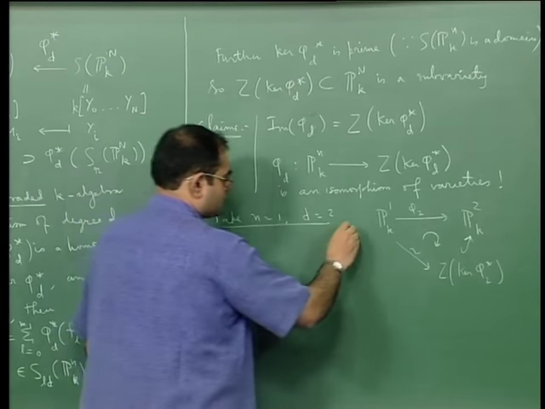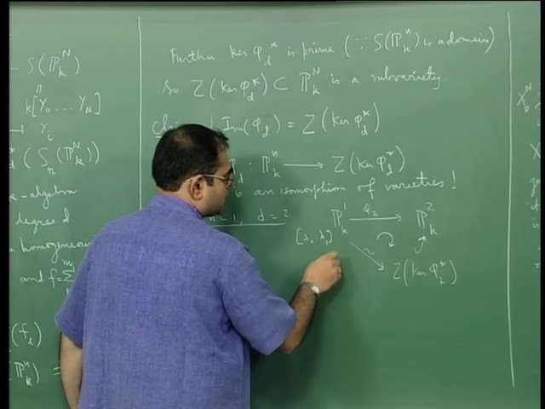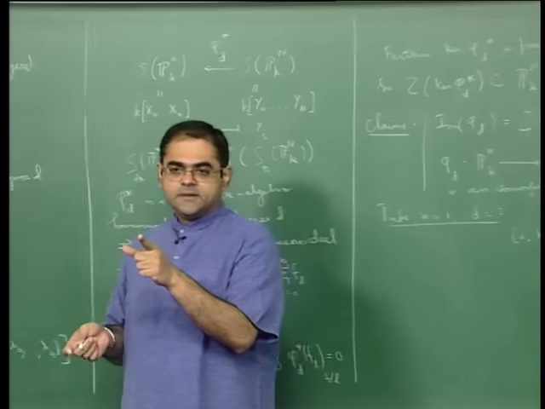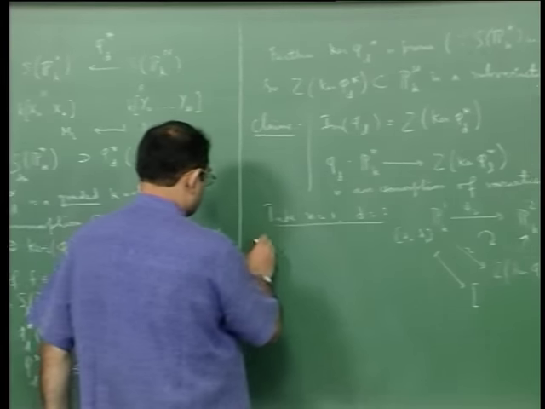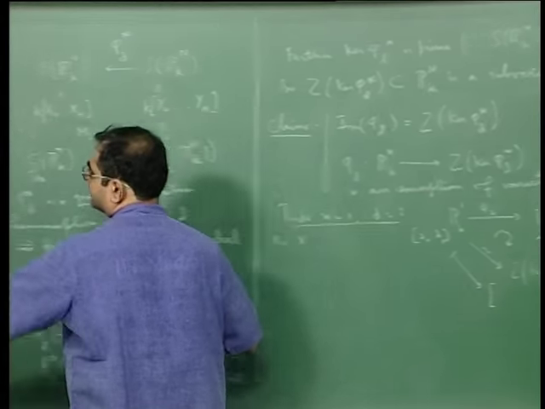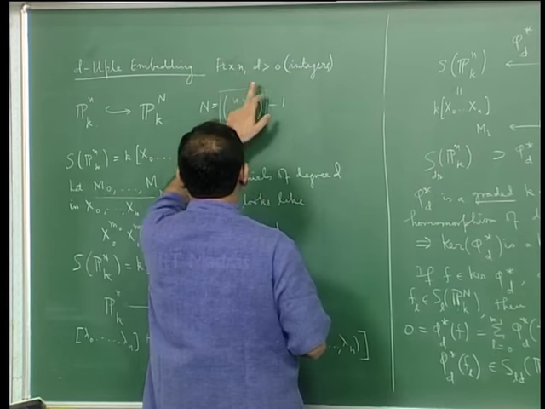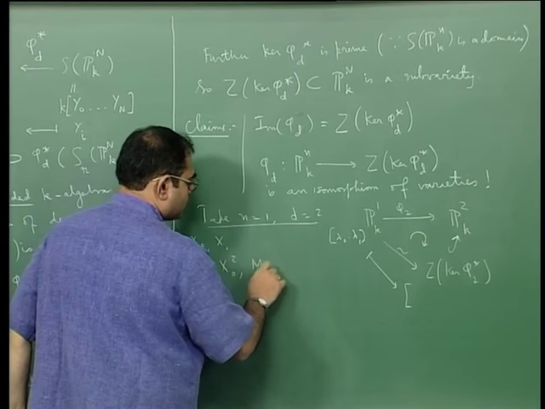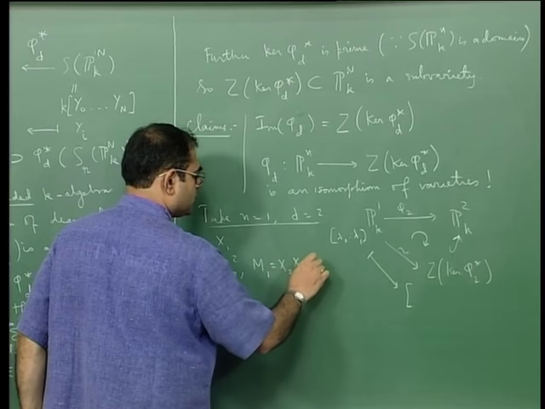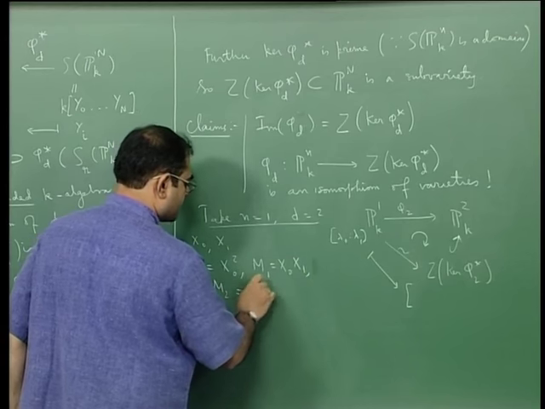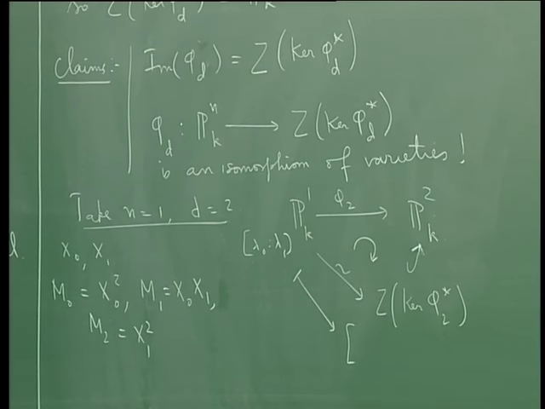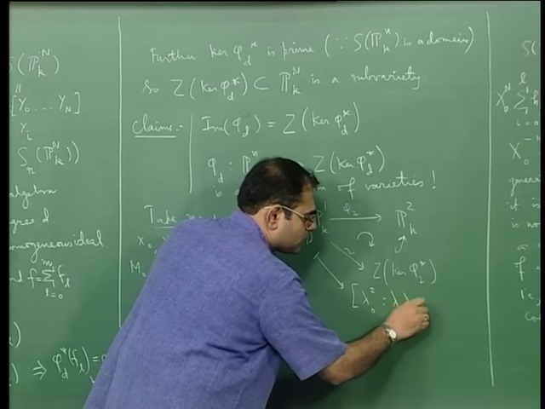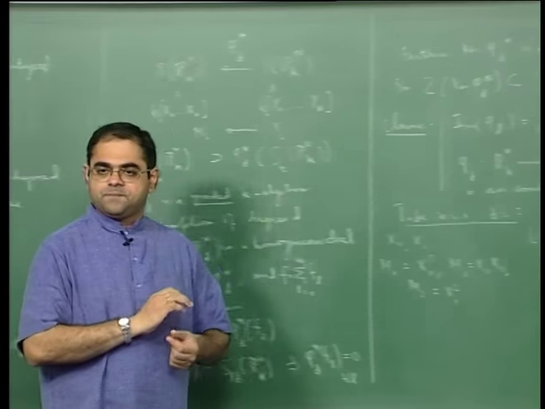So what is the map? The map is (lambda_0, lambda_1) goes to the monomials of degree 2 in 2 variables. So you have x0 and x1, and you are looking at monomials of degree 2 in x0 and x1, so you get m0 which is x0 squared, m1 which is x0 x1, and m2 which is x1 squared. These are the 3 monomials you will get. And therefore this simple map sends (lambda_0, lambda_1) to (lambda_0 squared, lambda_0 lambda_1, lambda_1 squared).